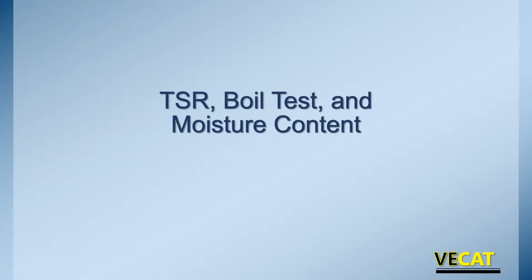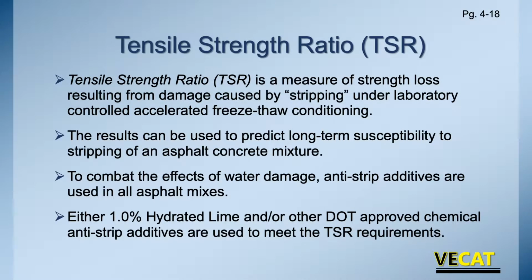Primary tests we're going to discuss are going to be TSR, boil tests, and how to do moisture content of an asphalt mix. First thing we'll talk about is TSR, tensile strength ratio. It's a measure of the strength loss resulting from damage caused by stripping under laboratory controlled accelerated freeze-thaw conditions.